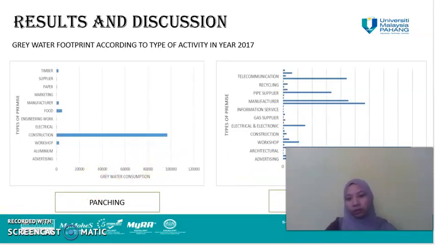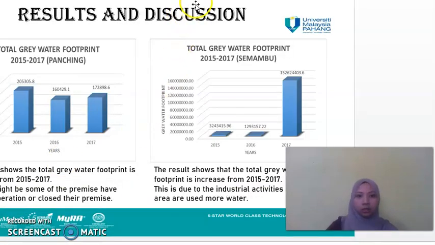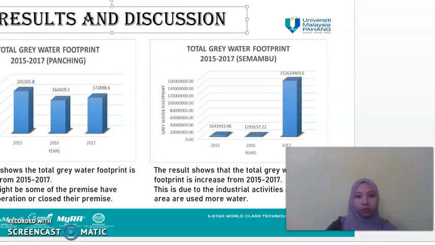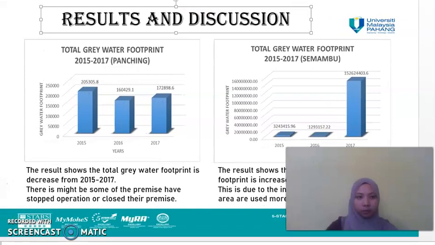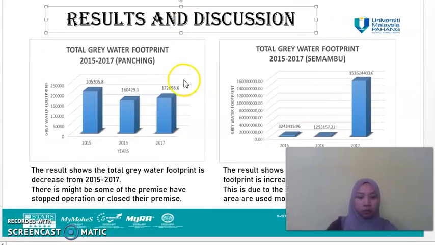But for 2017, the highest greywater footprint according to the type of activities is workshop for Semambu water treatment plant. For Panching, it is the same as the previous years. Next, this is the result for total grey water footprint for Semambu and Panching water treatment plant in 2015 to 2017.